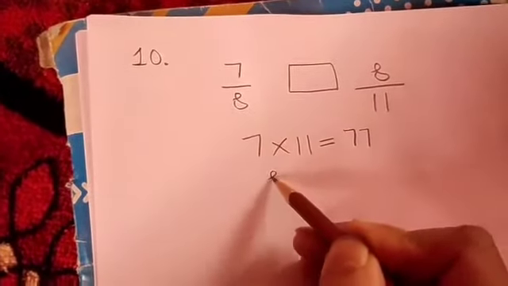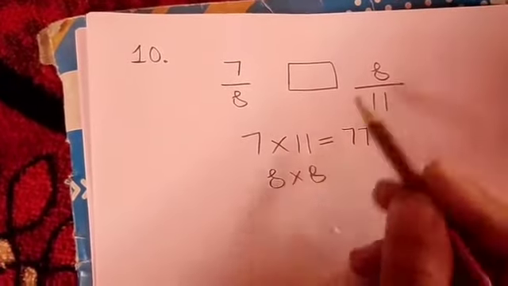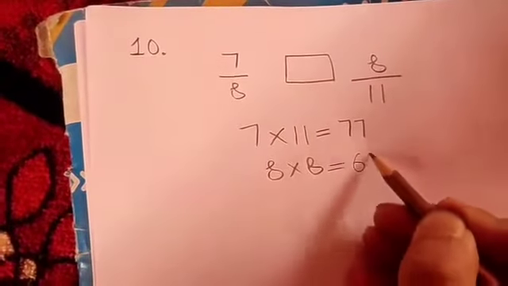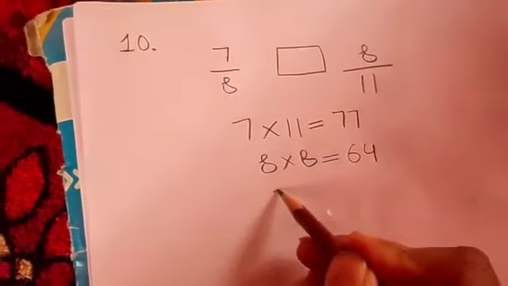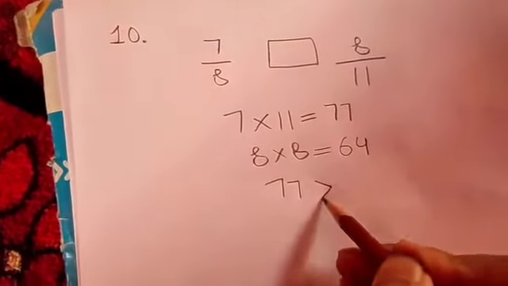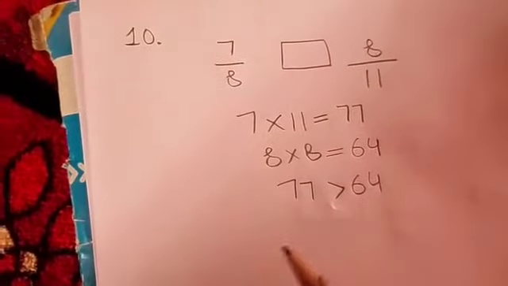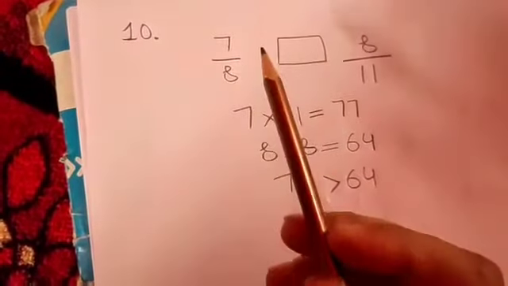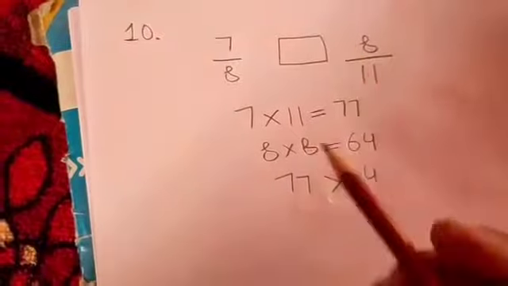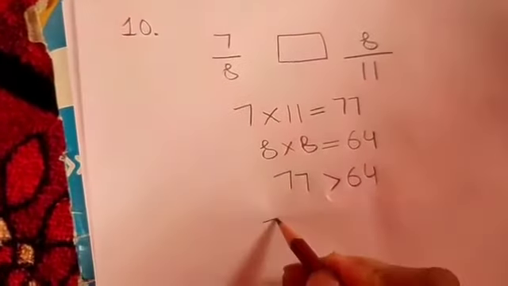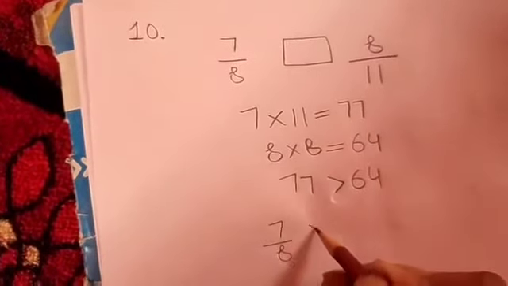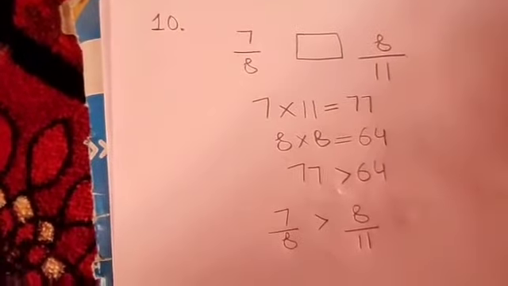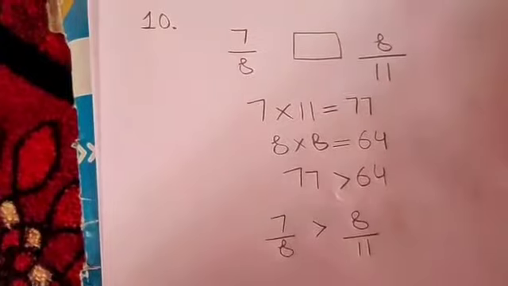And 8 into 8, that means the numerator of one and the denominator of the other, equals 64. 77 is greater than 64. That means 7 upon 8, the numerator of which fraction when we multiply it with the denominator is greater, so 7 upon 8 is greater than 8 upon 11. Dear student, you can proceed the same with the next part.